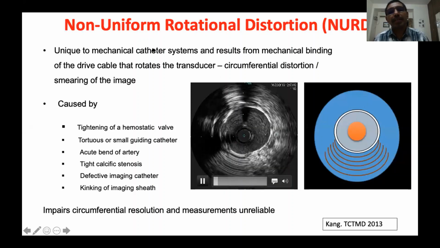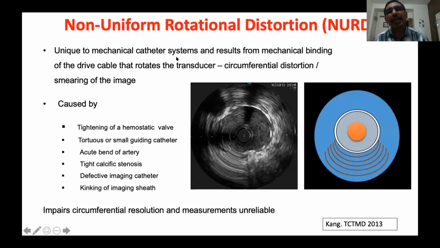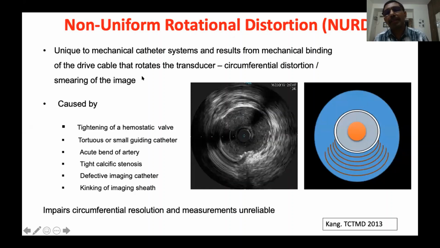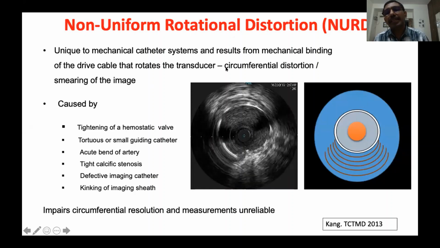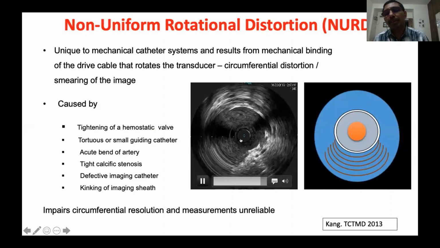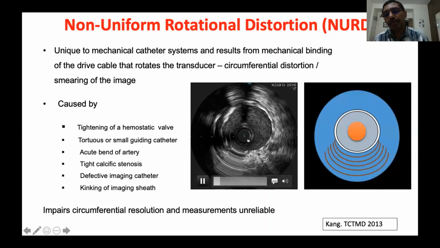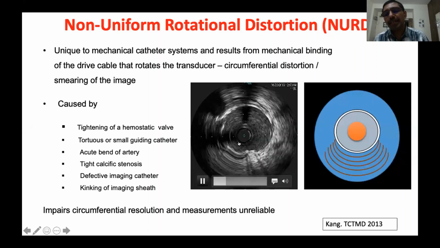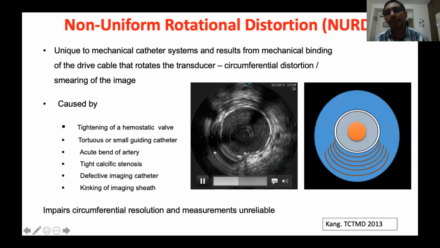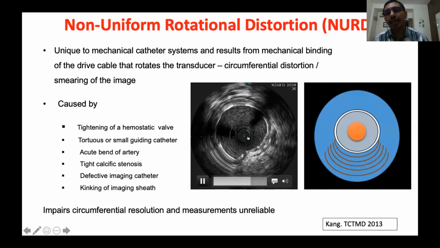The first abnormality is non-uniform rotational distortion. This is unique to mechanical systems. It results from mechanical binding of the drive cable that rotates the transducer. That results in circumferential distortion or smearing of the image. As you know, the transducer has to go around the 360 degrees to produce the image. If part of the rotation is constrained, that produces this onion peel-like appearance. That is called non-uniform rotational distortion, because it results from the non-uniform rotation of the transducer.